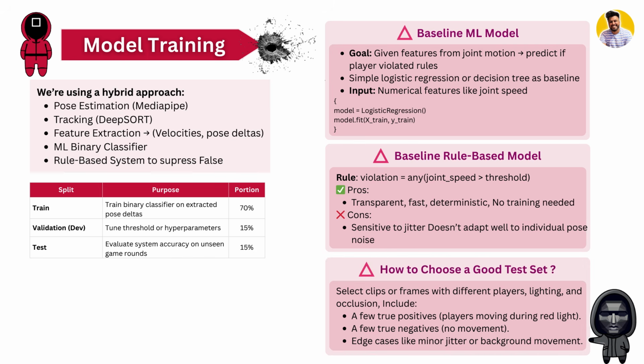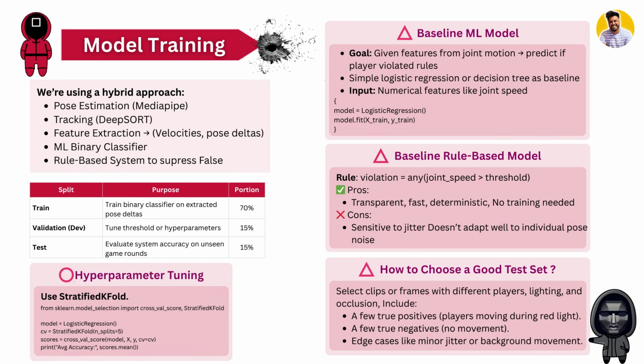And the question is how you choose good test data, because for that we have to select the clips or the frames with different players, lightings, and occlusions that include a few of the true positives, a few of the true negatives as well, and edge cases like minor jitters or the background movements as well. And that helps in testing our hybrid approach very well.